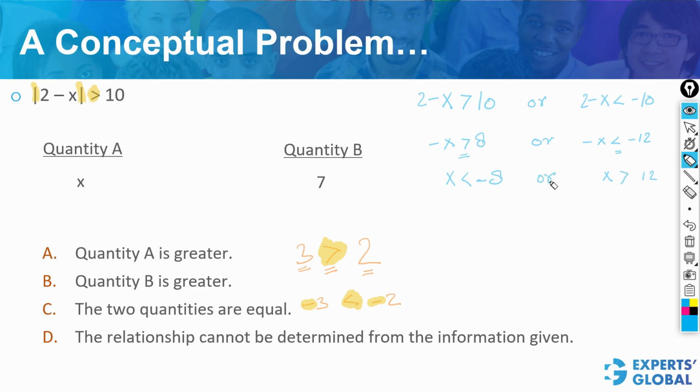Therefore, the two possible ranges of the values of x are x being less than minus 8 or x being greater than 12. In the first case, quantity b turns out to be bigger, whereas in the second case, quantity a turns out to be bigger. Therefore, we have been able to get contradictory answers, and the correct answer therefore is choice D.